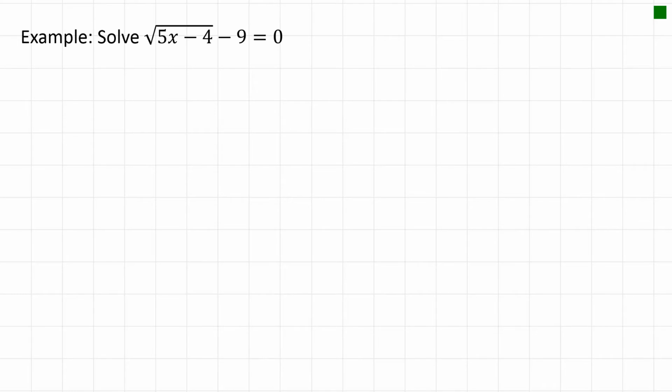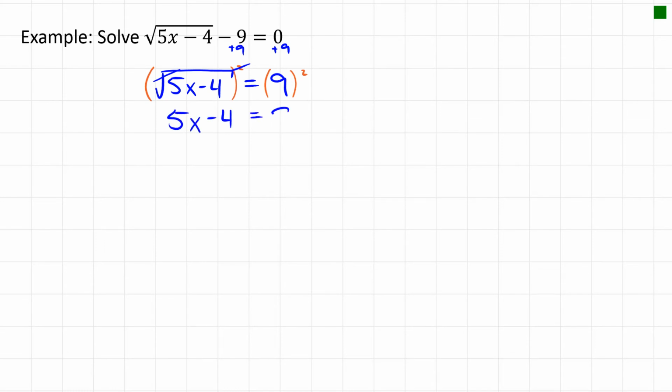In this next example, it looks a little bit more complex, but our strategy is going to be the same. We need to isolate x, but before we can do that, we just need to start by isolating the radical. So we add 9 to each side, and I'm left with square root of 5x minus 4 is equal to 9. And now, in order to get rid of the radical sign, I'm able to square each side. So square root squared goes away, and I'm left with 5x minus 4. And 9 squared is 81.